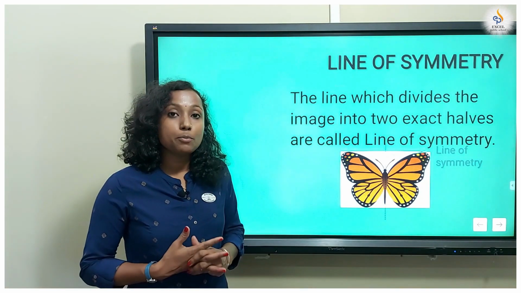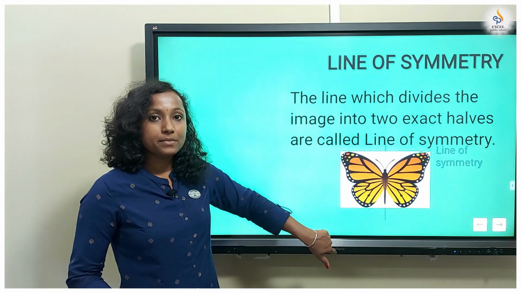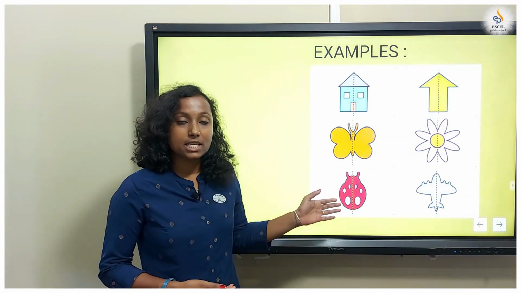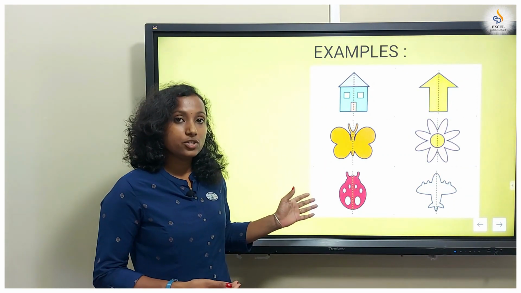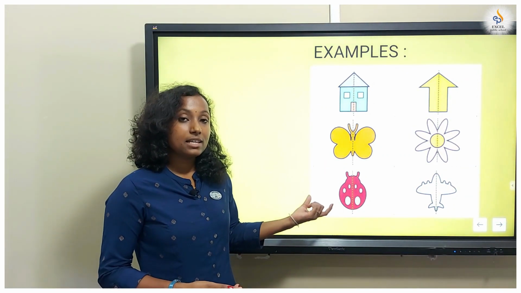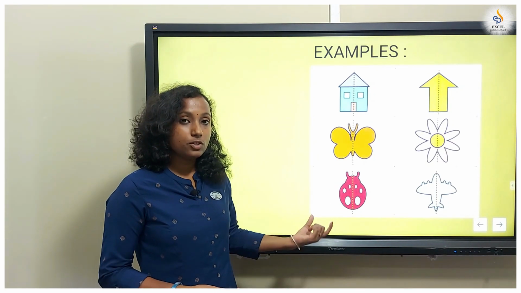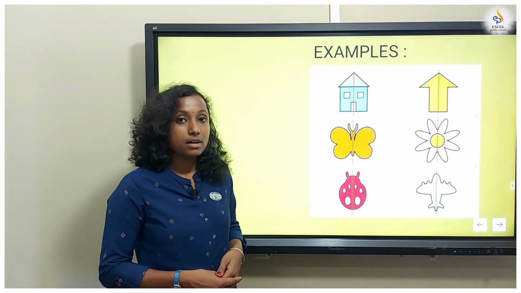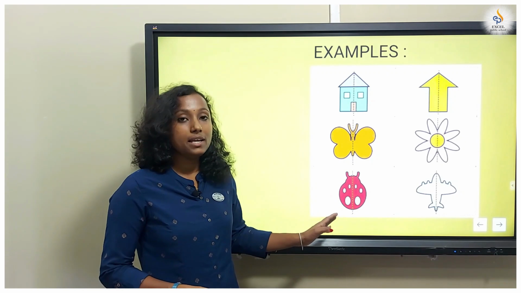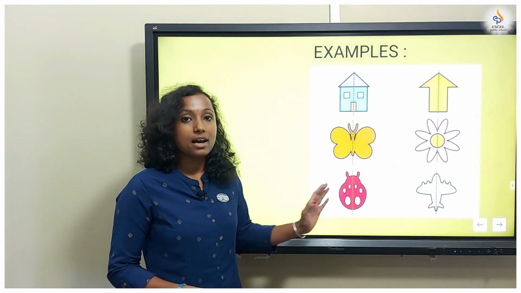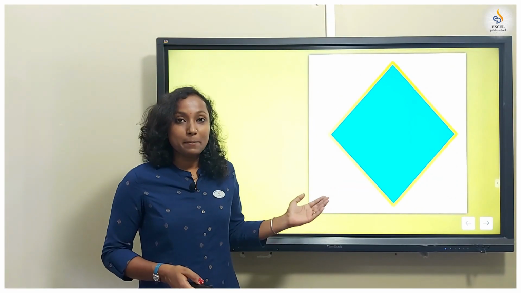Let us look at some more examples of symmetry. Now, look at these images. You can see that these images are exactly symmetrical. Half of the image is exactly like the other half, and the line is dividing the image into two exact halves.